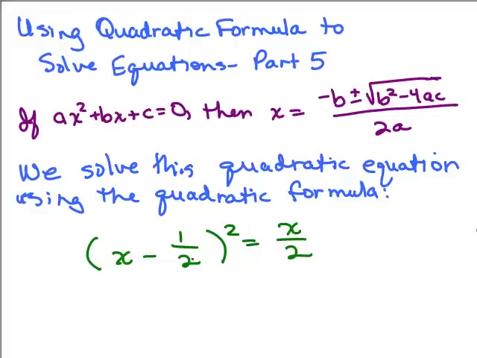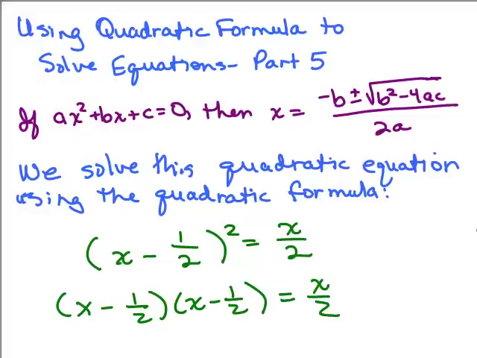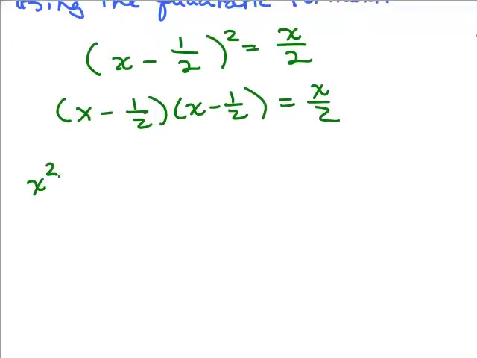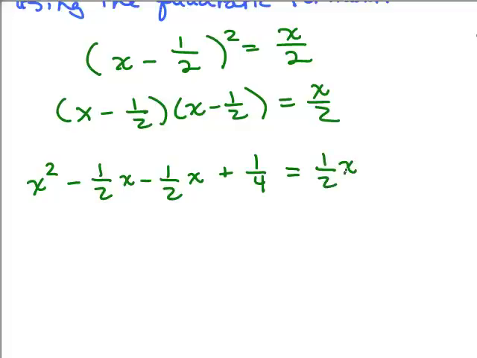All right, so we need to square this left-hand side. Now, if you want to use the formula, you can, or remember this is the same thing as x minus 1/2 times x minus 1/2. Okay, so if I do the FOIL method, we have x squared minus 1/2 x minus 1/2 x plus 1/4 equals, now x over 2 is the same thing as 1/2 x. So you could write all of these as 1/2 x or x over 2. They're really the same thing.